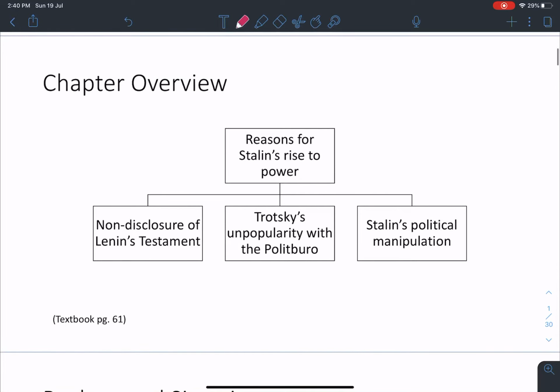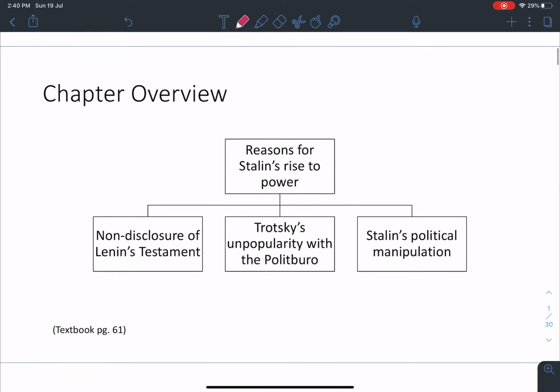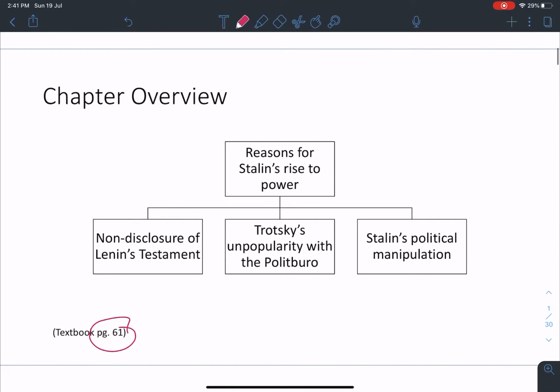You must always remember on textbook page 61, if you look at it at the end of the chapter, at the end of every chapter in the textbook, there is a mind map that tells you what you need to look at, what are the important points. So please use that as a resource, okay?